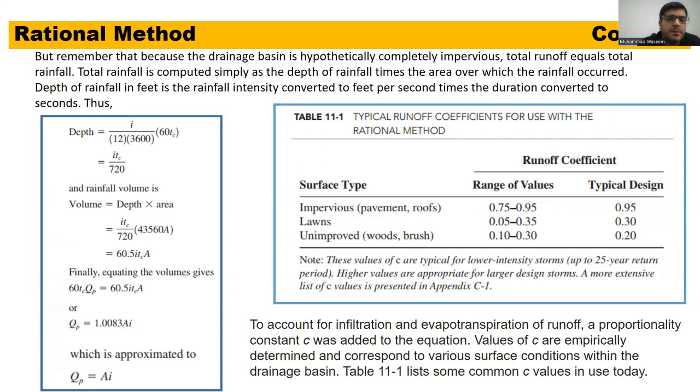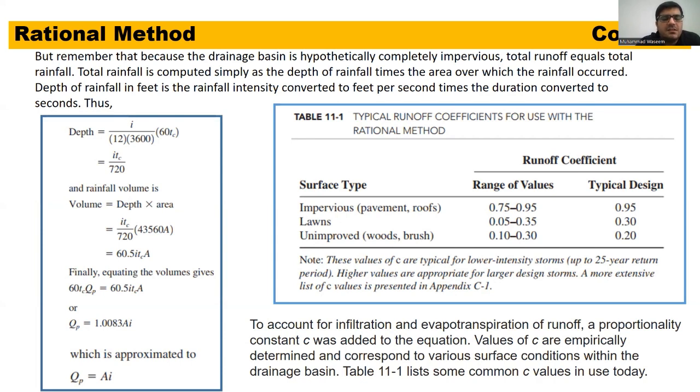And then we have typical design values. If you see in the note, these values of C are typical for lower intensity storms up to a 25 year return period. Higher values are appropriate for large design storms.